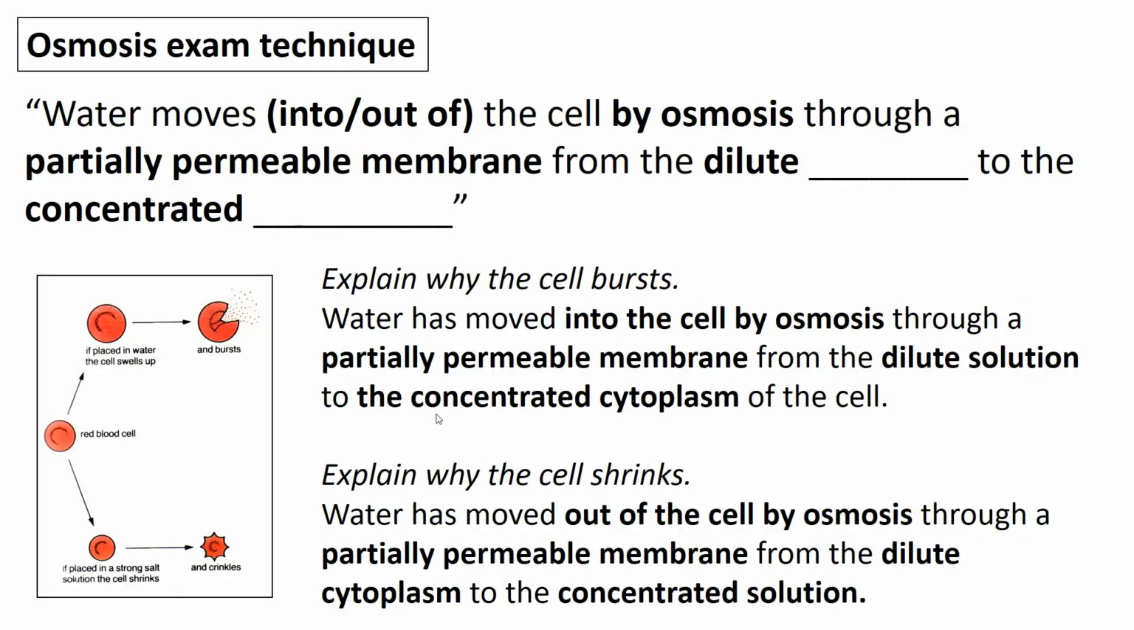And there's an example there of the red blood cell. And if you had to explain why the cell bursts, you would say water has moved into the cell by osmosis through a partially permeable membrane from the dilute solution to the concentrated cytoplasm of the cell. And that would get you all the marks for a question like that. And then explaining why the cell shrinks, it's just the opposite. So water moves out of the cell by osmosis through a partially permeable membrane from the dilute cytoplasm to the concentrated solution. So it depends on the scenario, but you would be able to get all marks using that phrase.